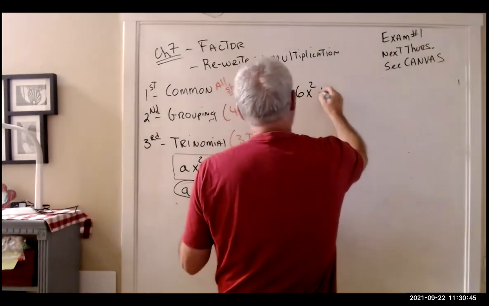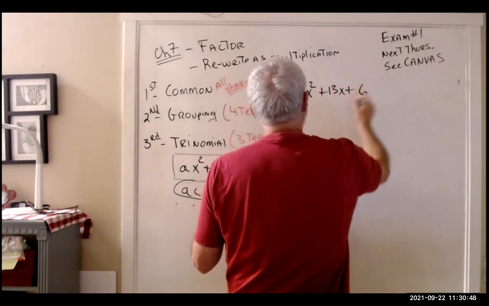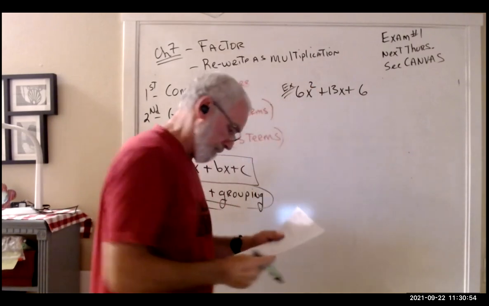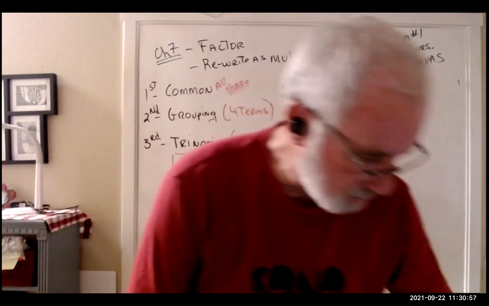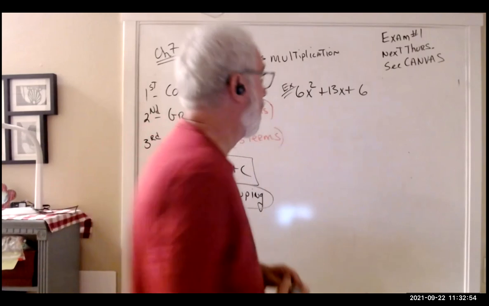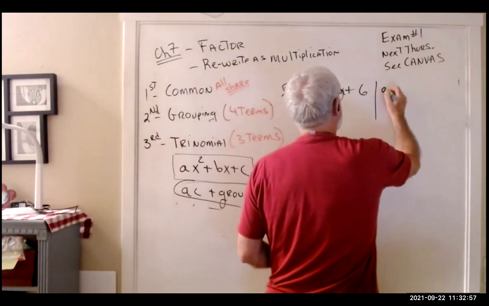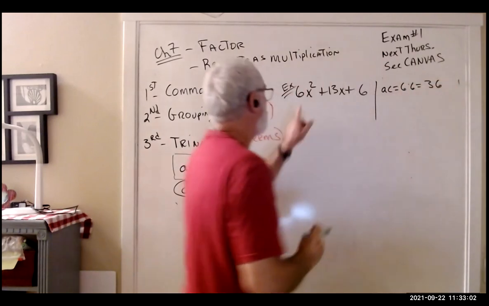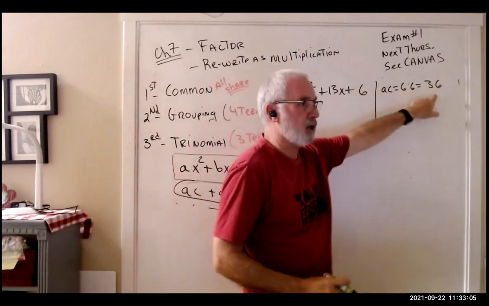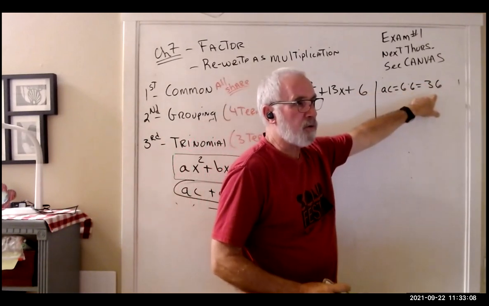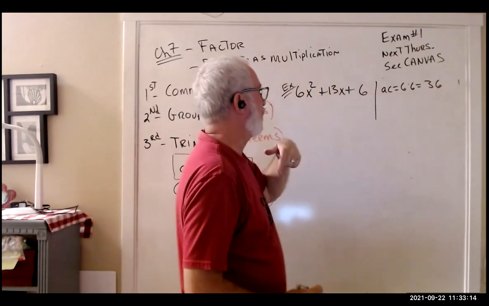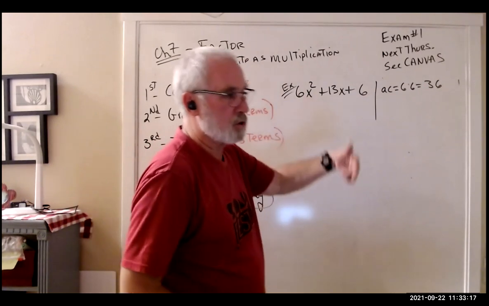6x squared plus 13x plus 6. So I want you to factor that. So our AC is going to be 6 times 6, which is 36. 6 times 6 is 36. But now we start reading through our multiplication tables very quickly. What times what makes 36, but adds or subtracts to make 13?